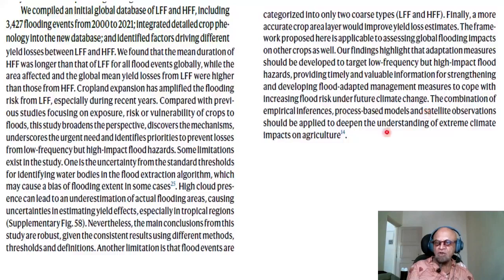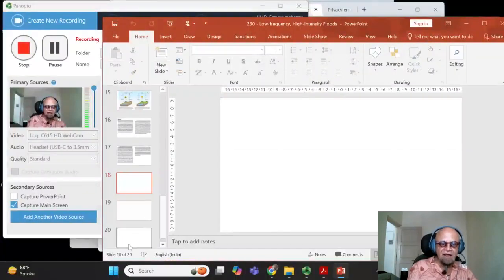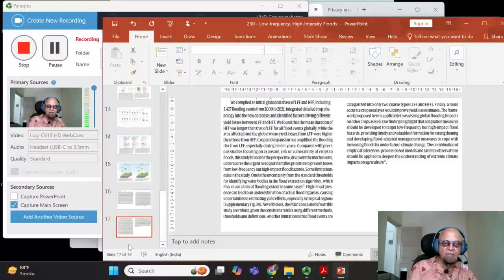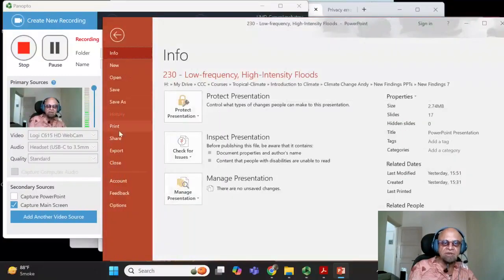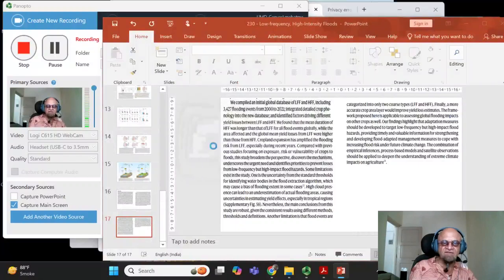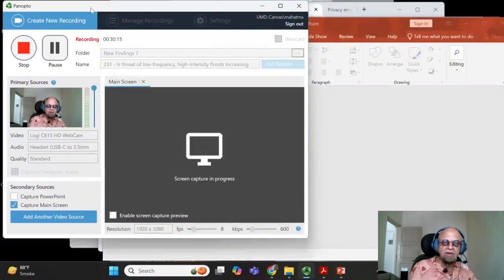future climate change. A combination of empirical inferences, process-based models, and satellite observations should be applied to deepen the understanding of extreme climate impacts on agriculture. And there is the issue of predictions, predictability, and early warnings on how to manage these LFF and HFF floods and protect the croplands with appropriate adaptation measures, as they have done for the HFF in terms of drainage, flood resilient varieties, and so on, or changing the cropping dates and so on. Low frequency events may make it more difficult anyway, so we have to see.